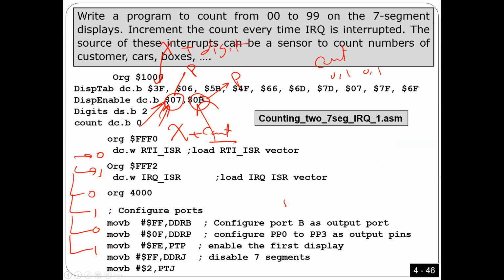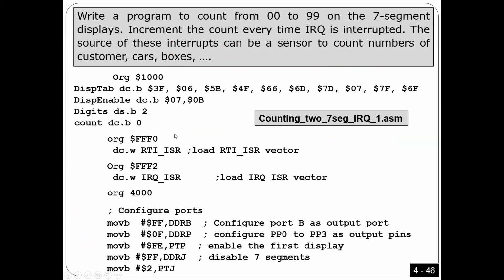So let me ask you a question. This program is only for 2 digits. What if I want to display 3 or 4 digits? What can I do? Let's talk about 3 digits. What would I change here? Number one, this one should be 3 instead of 2. 3 digits. Number 2, you have to add another value here. This is number 2.